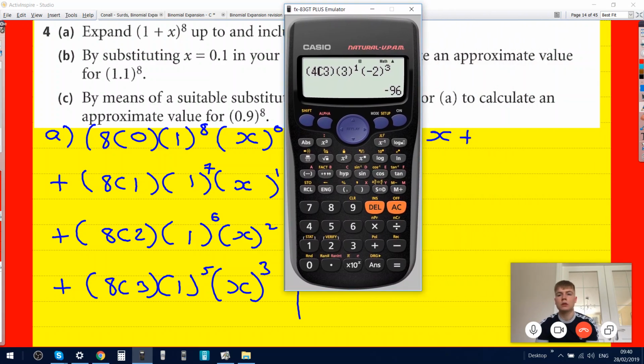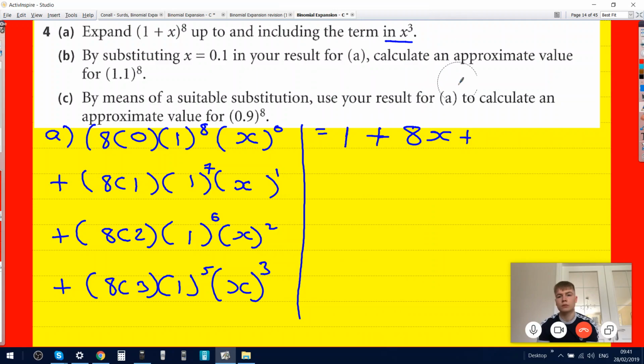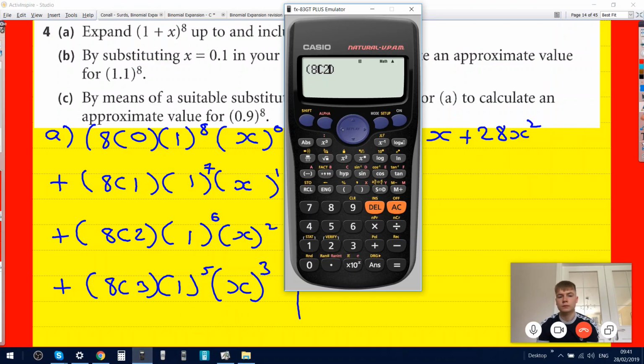Wait. 8 shift C2. Times by 1 won't change anything. So that's gonna be 28. So next one, 28x squared. And then this one is 8C3.